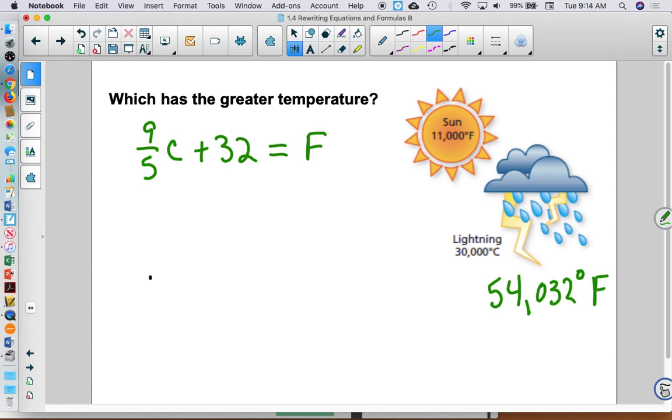So who's hotter, the sun or the lightning? It's the lightning. It's got the greater value. Wow. That's that burst of energy. Would anybody have ever thought that? Are those the accurate temperatures? Yeah. I don't think those are right. I don't know, I'm just going by this.